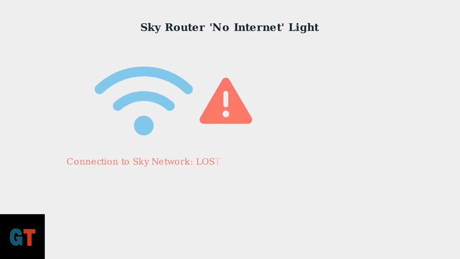When your Sky router shows a no internet light, it indicates a complete loss of connection to Sky's network. This is one of the most common broadband issues affecting UK households. There are four main categories of problems that cause this issue. Line and cable problems account for about 40% of cases, including damaged external cables and loose connections.